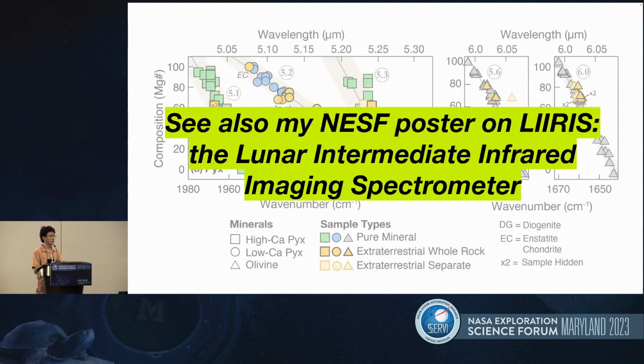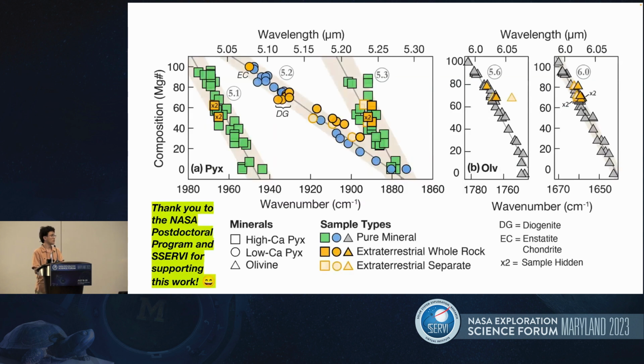So if you are interested in the implications of this work for the chemical characterization of minerals on the lunar surface, and also in the direct detection of H2O, please see my poster just outside on the Lunar Intermediate Infrared Imaging Spectrometer, or LIRIS. And I'd be happy to talk to you more about this concept, which we're interested in having on Endurance and other missions as well. So with that, I'd like to thank the sponsors of this work, and I'd like to thank you for your time today.